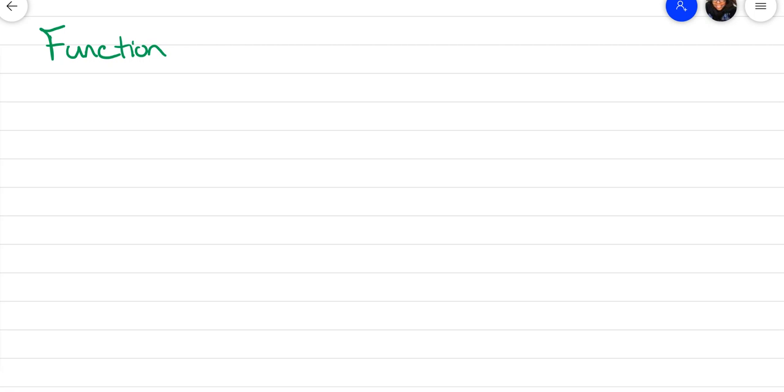Okay, guys, this is just going to be a little background on functions. In class today, a lot of you seemed a little bit confused, so I just wanted to back it up a little bit and refresh what you should know from Algebra 1 with functions.